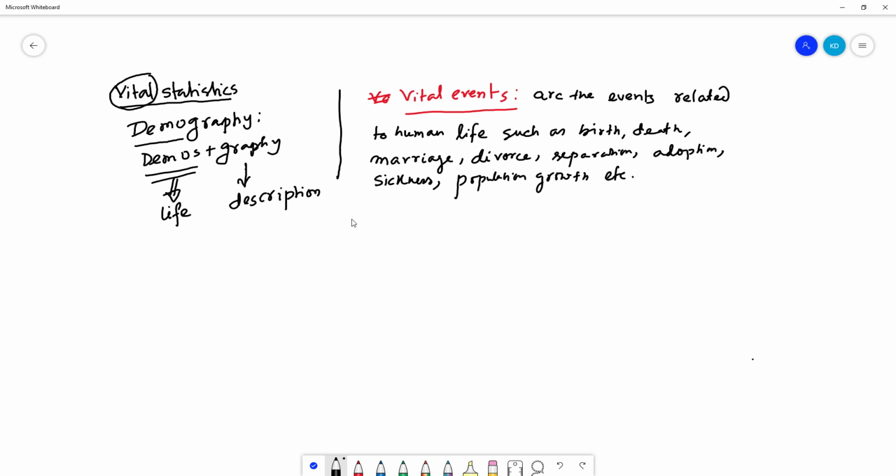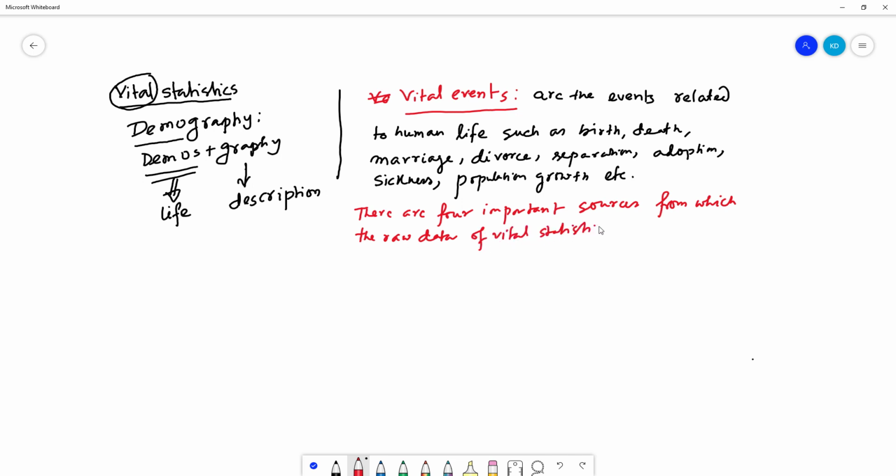Now the next point, there are four important sources from which the raw data of vital statistics are generally obtained. One, census.